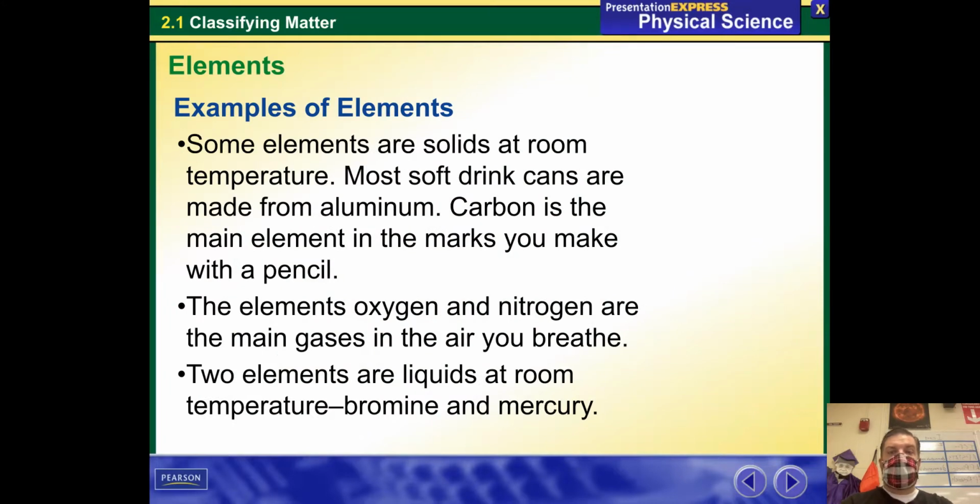So some elements are solid at room temperature. Most soft drink cans are made from aluminum. Carbon is the main element that makes marks with a pencil. We call it graphite, but graphite is just a label for the way in which the carbon is laid out. But it's really just carbon. If you use a regular pencil, you're just using carbon. Carbon is like charcoal. That's carbon too.